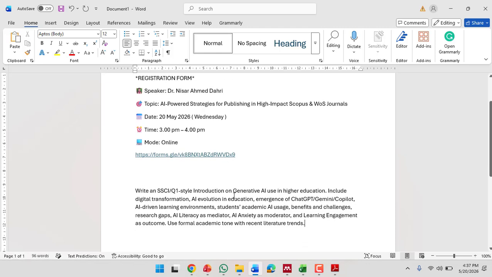Now Scopus AI will generate this. These are the authentic references: AI literacy, AI anxiety. You just click here, you will find the paper. Exploring how AI literacy and self-regulated learning support generative AI. Generative AI is there, education is there, AI literacy is there, self-regulated learning is there. So it means this reference is 100% authentic.